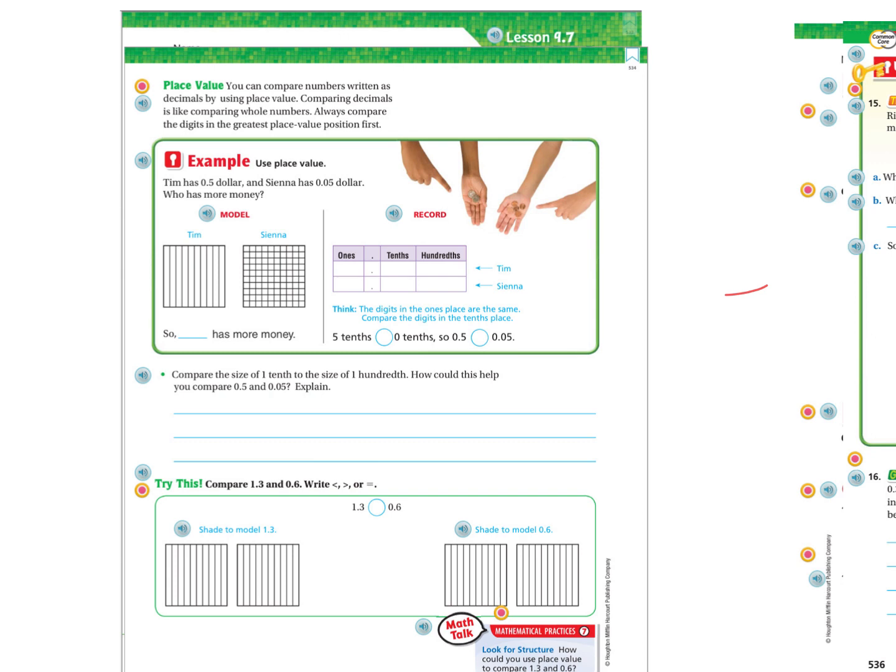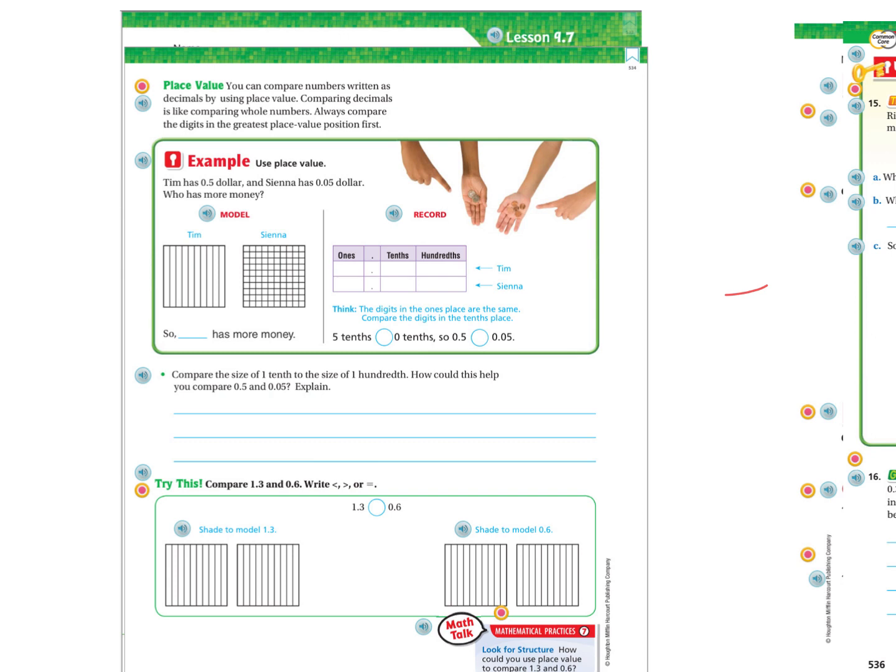Tenths. Yep, because dimes, right? And then the next place over is what? Hundredths, which is like pennies. Very good. All right, so example, use place value. Tim has 5 tenths of a dollar.